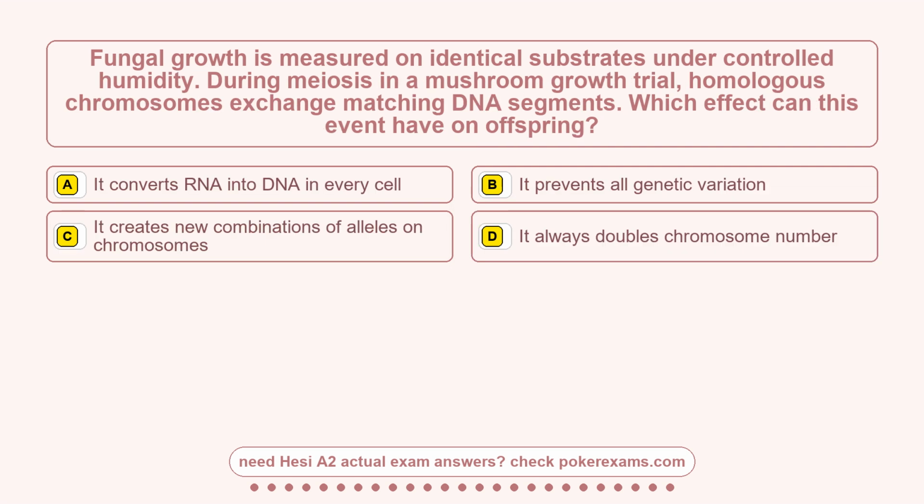Question 23. Fungal growth is measured on identical substrates under controlled humidity. During meiosis in a mushroom growth trial, homologous chromosomes exchange matching DNA segments. Which effect can this event have on offspring?